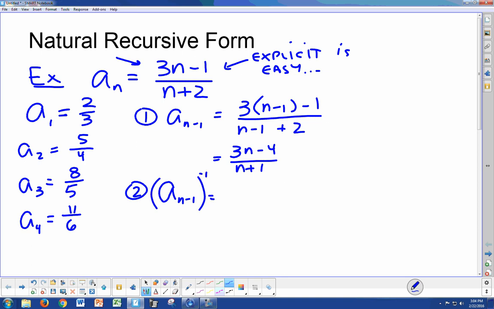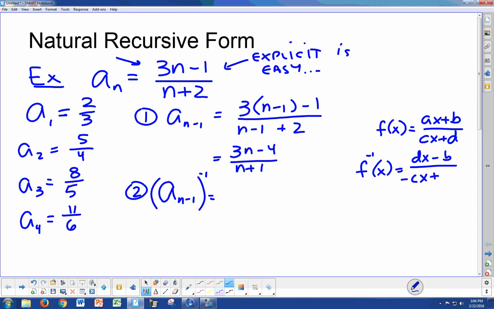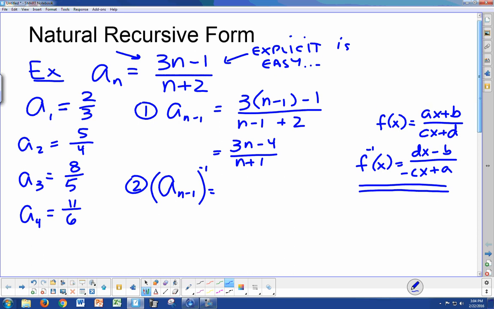Now we have a quick way of doing that. Let me just go back to functions. If you have f of x equal to ax plus b over cx plus d, then you can find f inverse by just switching and negating. So it's going to look like this: dx minus b over negative cx plus a. That's called a switch negate. It reminds me a little bit of 2 by 2 inverses for matrices without the determinant involved there. So, switch negate.